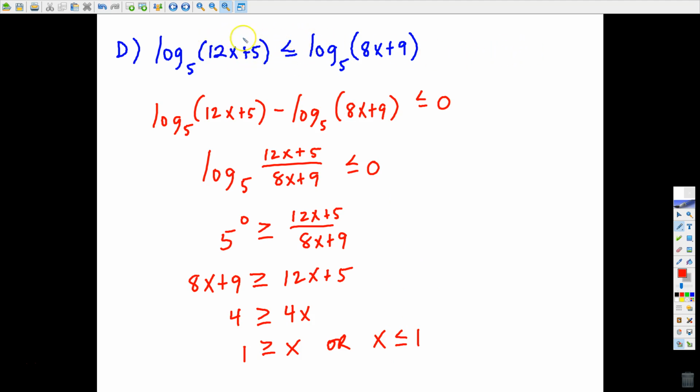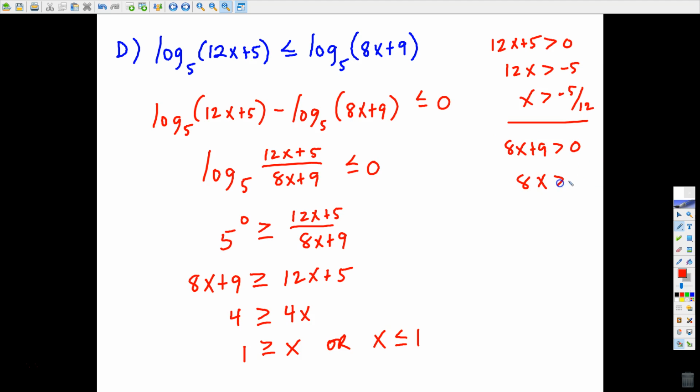So take each of these expressions and find out what x has to be in both cases to make them not undefined. Okay, 12x plus 5 has to represent something greater than 0. X is greater than negative 5/12. Okay, I'll keep that in mind. Now for this one, 8x plus 9 has to represent something greater than 0. So x is greater than negative 9/8.